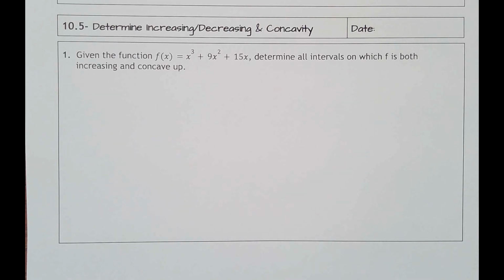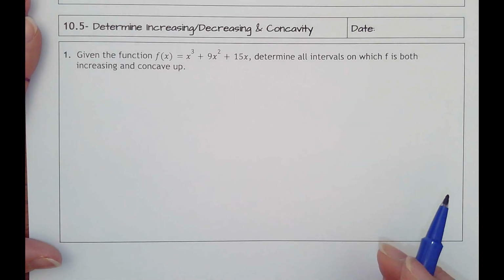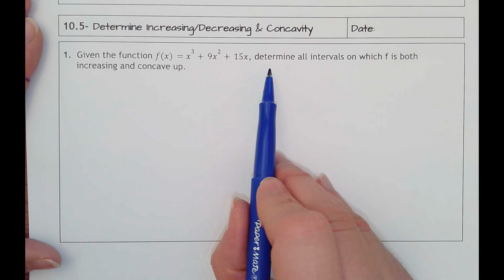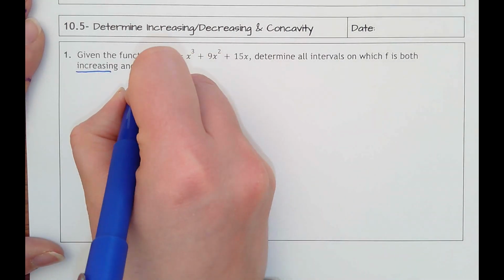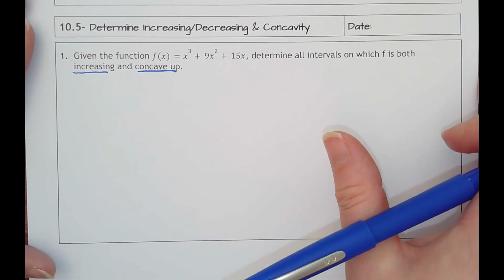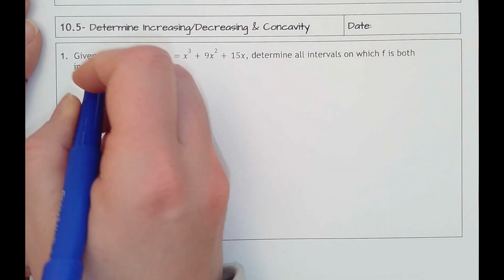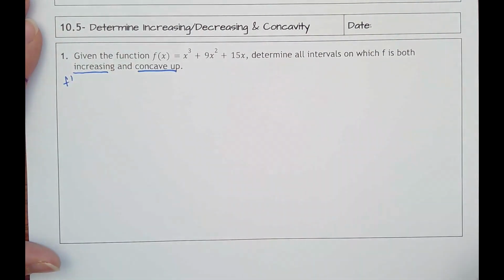Lesson 10.5, determine increasing, decreasing, and concavity. So this just takes it up a notch from lesson 10.4 because we have a function and they want us to find the intervals on which f is both increasing and concave up. So this makes us use the first derivative.